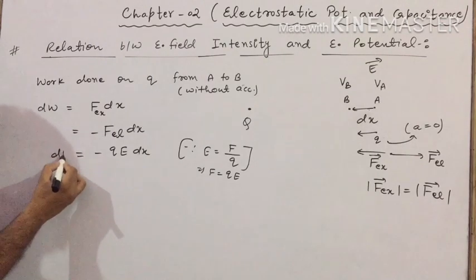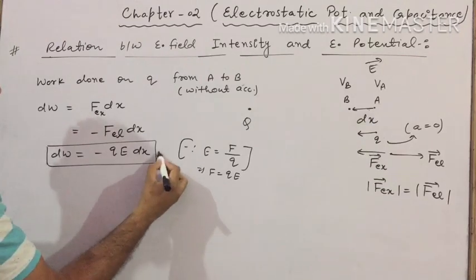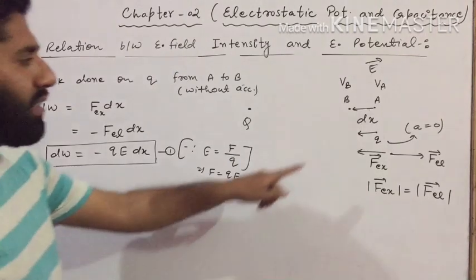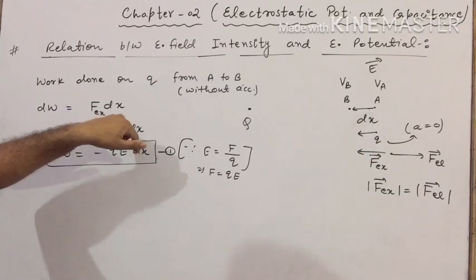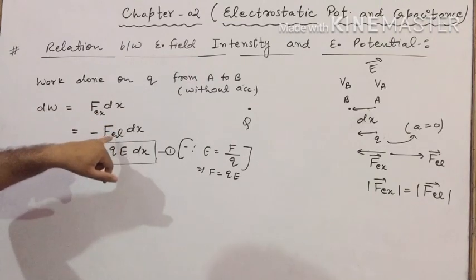So from this method, I find this result: the work done in moving this test charge from point A to point B is QE dx. I repeat this. For calculating the work done, I used the basic definition that it is force times displacement. But work done can be easily calculated for electrostatic force.